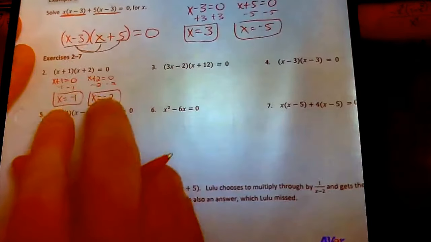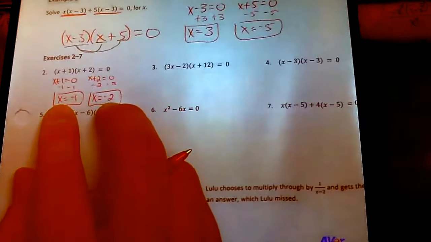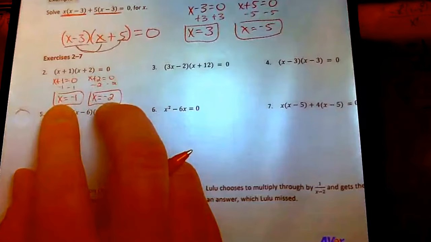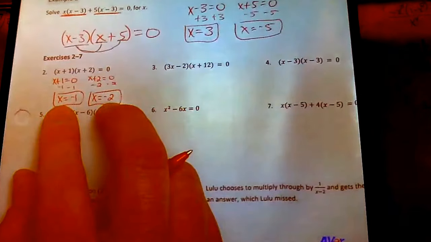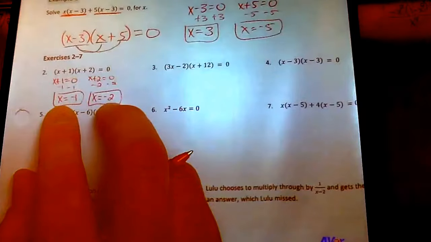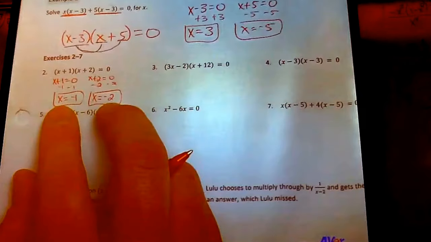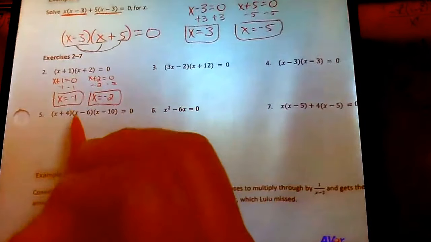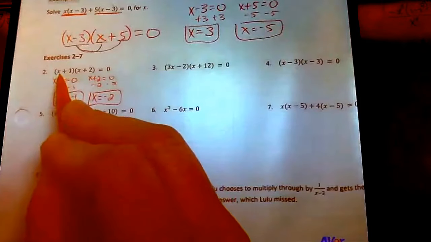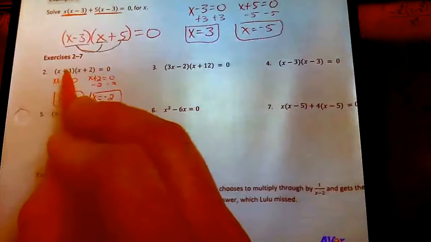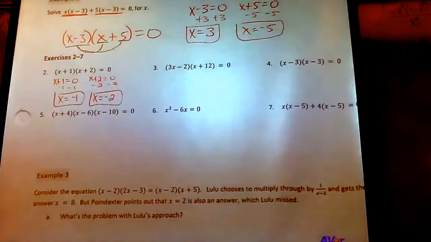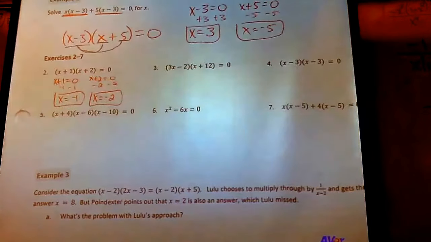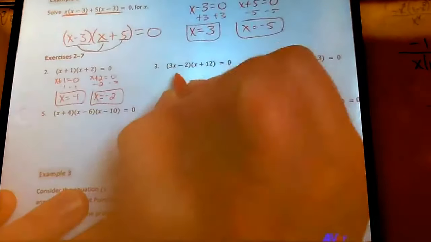You understand why those answers work? Yeah. Why? I was hoping you were going to say, because when you plug it back in, it makes one of them 0, and 0 times anything is 0. Okay, so same thing here.